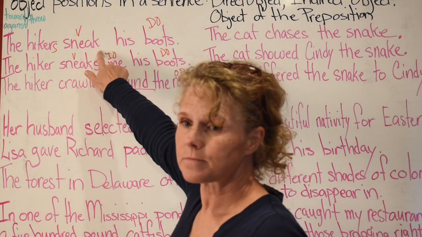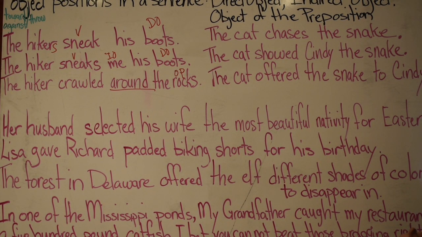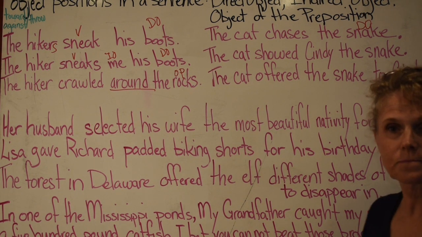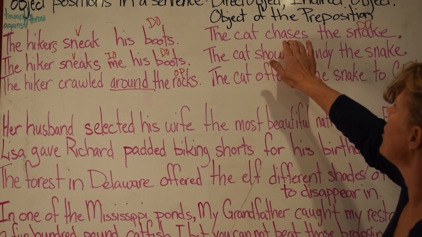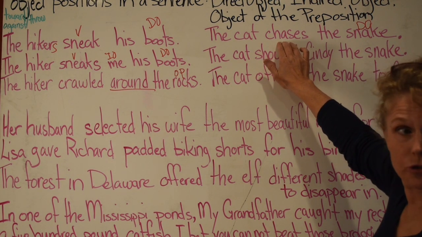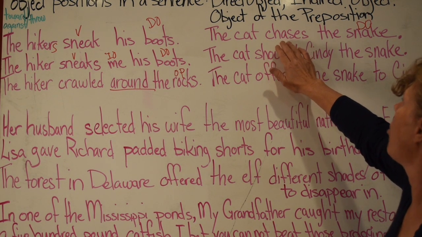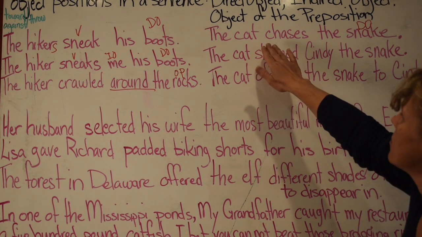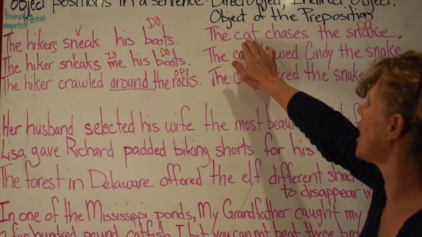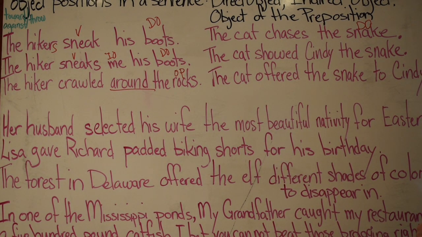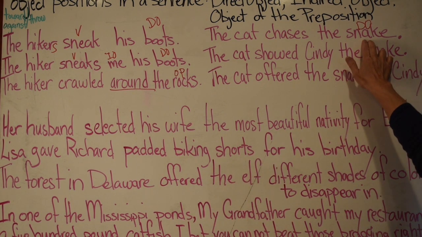All right? The cat chases the snake. All right, so what's your object there? Snake. Okay, snake, what is it? It's a direct object. Okay, so now your verb. What's your verb? Chases. So you have to find your verb to really understand what your direct object is. So chases, what's being chased? So the cat is doing the chasing, right? That's the subject. But what's receiving the chase? The snake is. So whatever is receiving the chase, you're going to have your direct object.